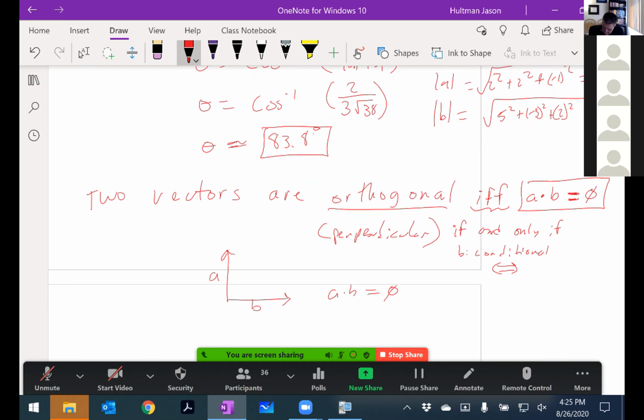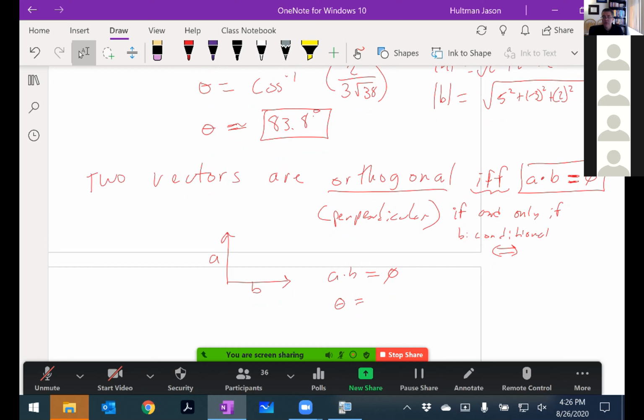So the angle between them is what? What's the angle of two orthogonal vectors? 90 degrees. Is there a way to prove that? What's the inverse cosine of 0? 90. Inverse cosine of 0 is pi over 2. So, does that make sense? That's where we get this from.